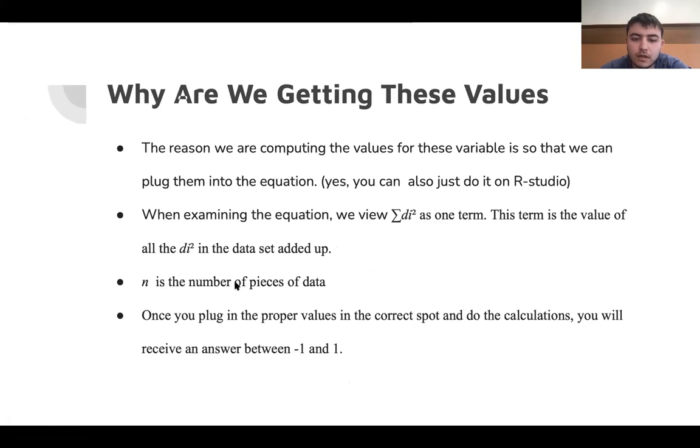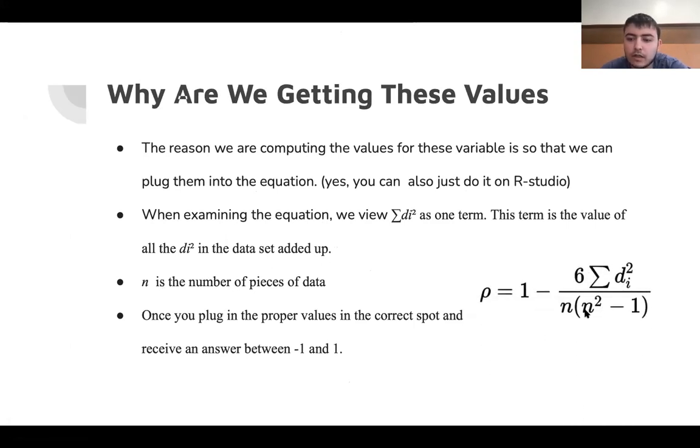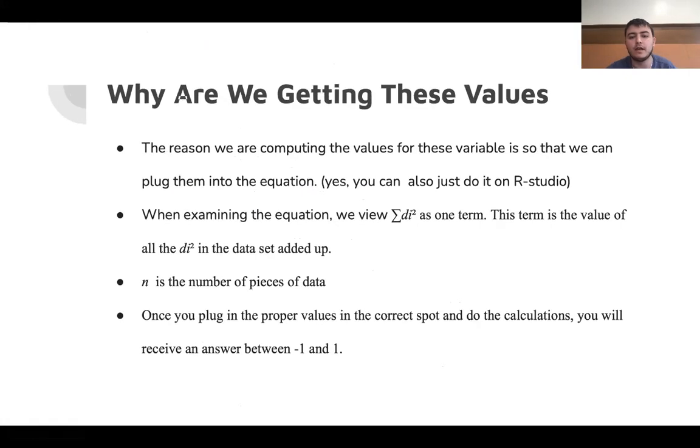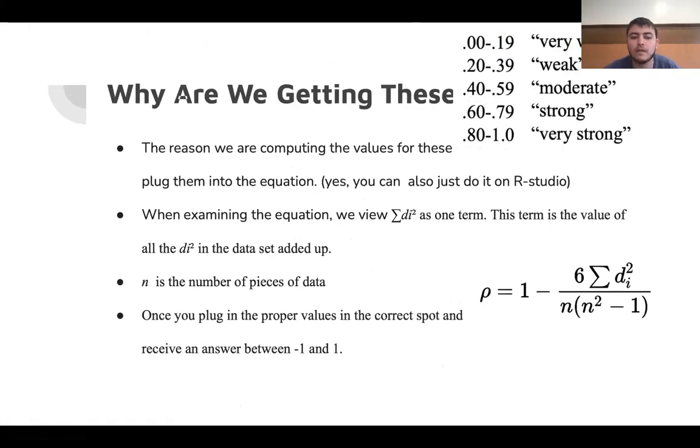And then we see back in the equation that there's n squared. N is the number of pieces in the data. So once again, referring back, we had 1, 2, 3, as you can see, we had 10 pieces of data. So that would be n in this equation. And then the last part about the equation is when you plug in all the values and you arrive at your answer, you get an answer between -1 and 1.